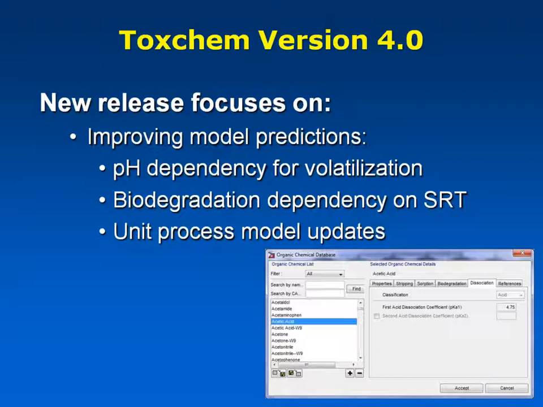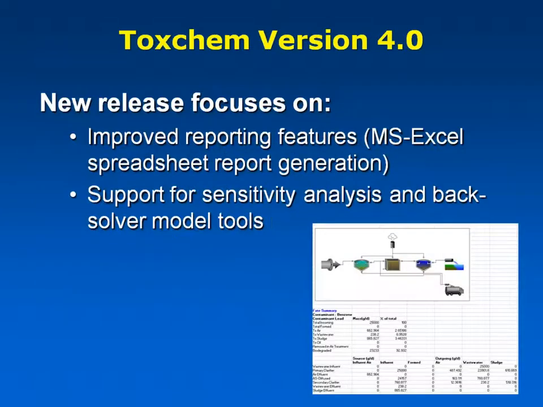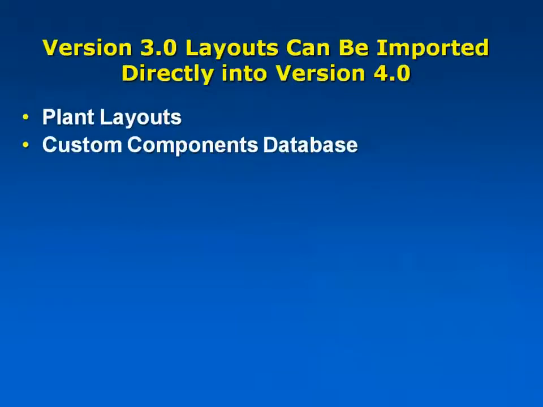The biodegradation and volatilization has been updated in most of the unit process models. We now have full pH dependency for volatilization, and we have some more sophisticated modeling for different SRTs for the biodegradation constant to reflect a different level of active biomass in the mixed liquor of a different SRT. We've, as I mentioned, exported directly to Excel now, and we have a number of support for the sensitivity analysis tool and backsolver model tools, and I'm going to illustrate a sensitivity analysis here in my demonstration shortly.